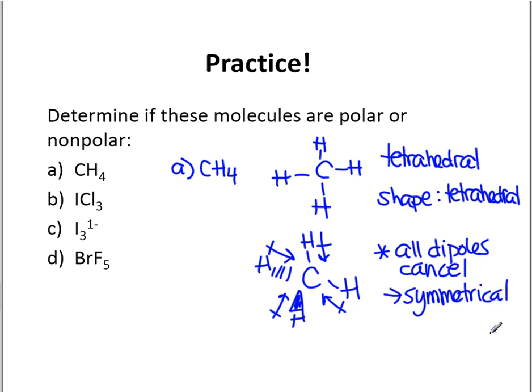So here we have an example of a symmetrical molecule. Central atom, no lone pairs, all bonded pairs, all to the same atom. This one we can say is nonpolar.